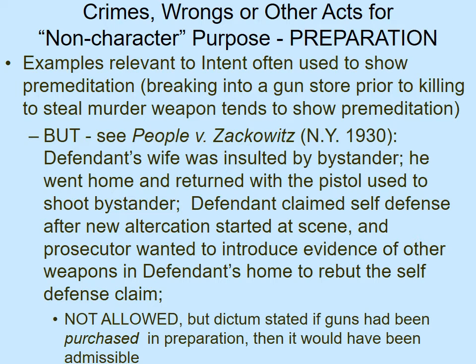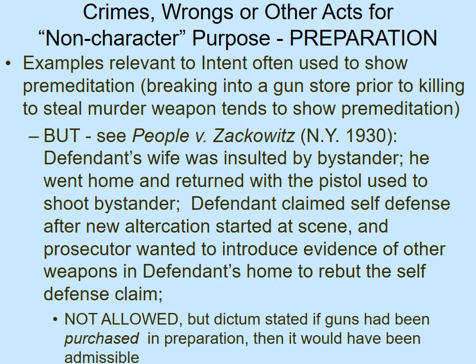But there's a very interesting old case that I have on the slide, People versus Zakowicz from 1930, a New York case. Here, the defendant's wife was insulted by a bystander, and he went home. I guess they were in a crowd somewhere. Defendant's wife was insulted by this bystander. He went home and returned with a pistol from his house that was then used to shoot the bystander. Now, the defendant here claims self-defense, saying, oh, yeah, that first little kerfuffle we had with the guy who insulted my wife, that was totally over. I was completely over it.